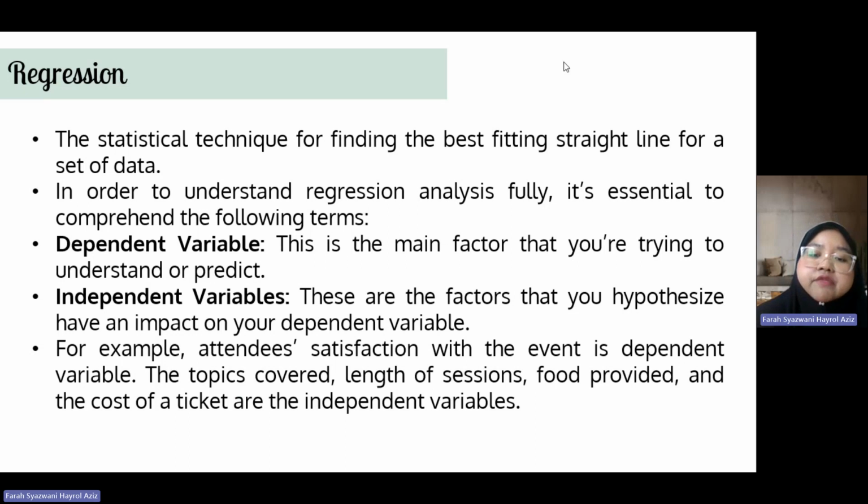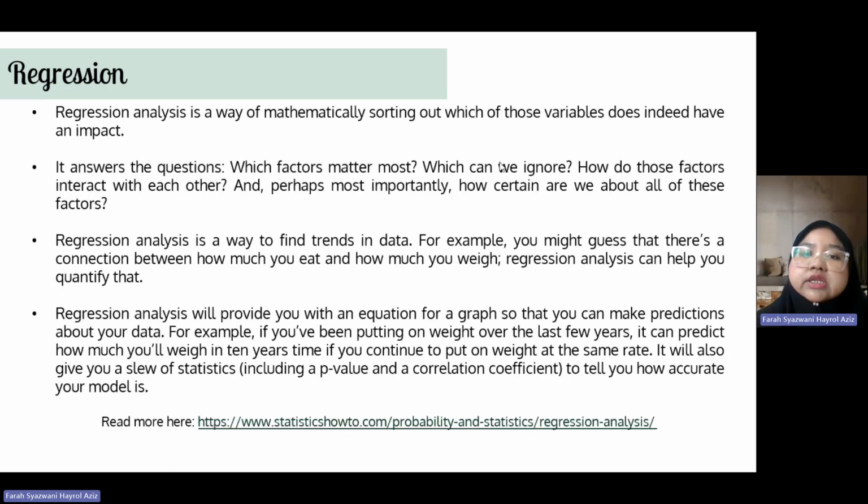For example, attendee satisfaction with the event is the dependent variable. The topic covered, length of session, food provided, and cost of ticket are all independent variables that have an impact on the dependent variable. Regression analysis is a way of mathematically sorting out which of those variables does indeed have an impact. It answers the questions: which factors matter the most? Which ones can we ignore? How do the factors interact with each other? And perhaps more importantly, how certain are we about these factors?